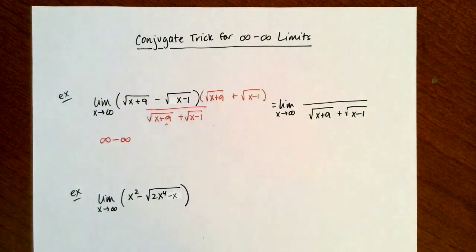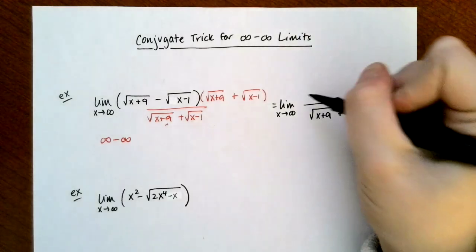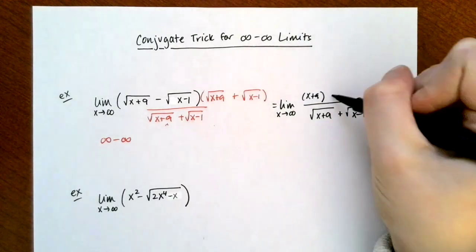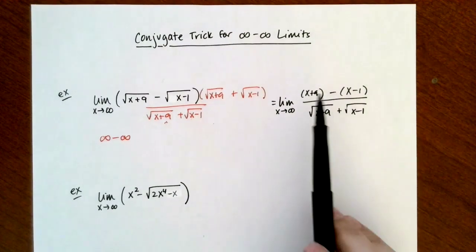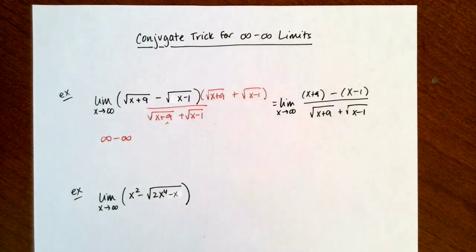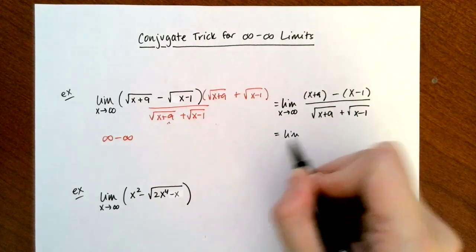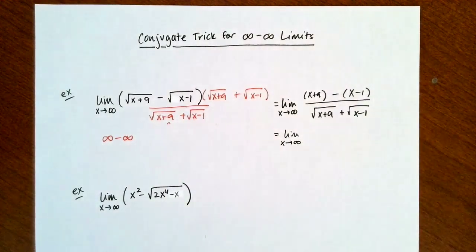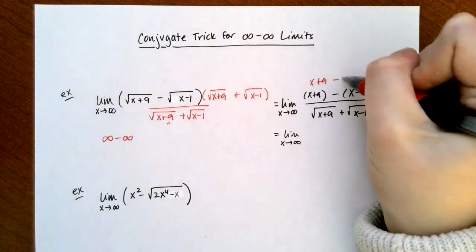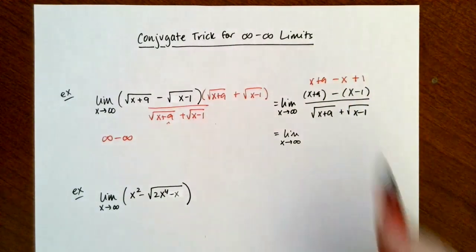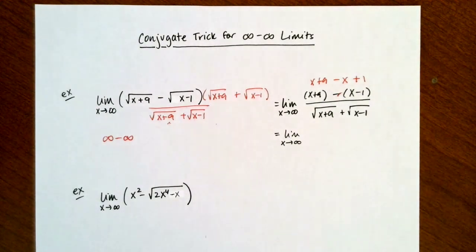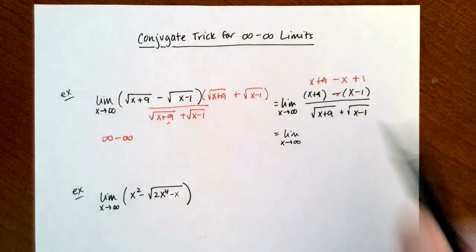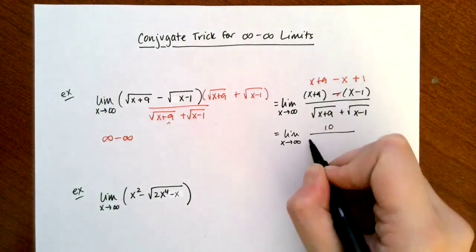And on top, I have the square root of x plus 9 squared, that's x plus 9, minus the square root of x minus 1 squared, so that's x minus 1. Don't forget those parentheses, right? When they're in the root and then squared out, they stay grouped like that. So in this numerator, I really have x plus 9 minus x plus 1, right? That's just from distributing this subtraction. So the x's cancel, x minus x, and then plus 9 plus 1 gives me a 10 in the top.